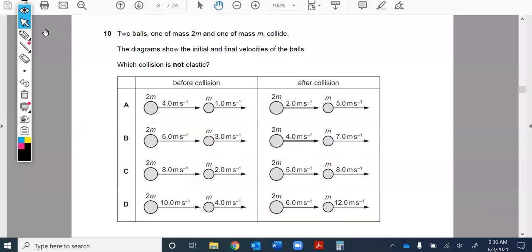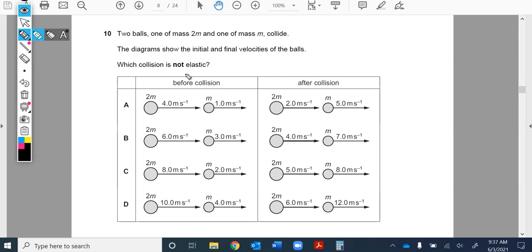All right, question number 10. Two balls, one of mass 2m and one of mass m, collide. The diagrams show the initial and final velocities of the balls. Which collision is not elastic? The question suggests that all of these are elastic collisions besides one.